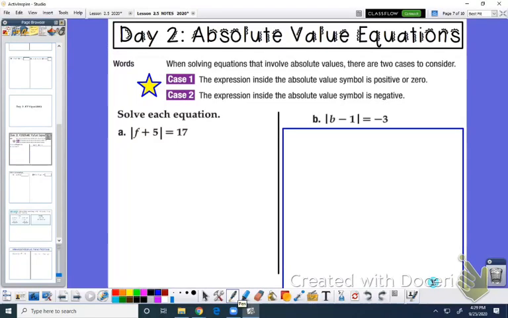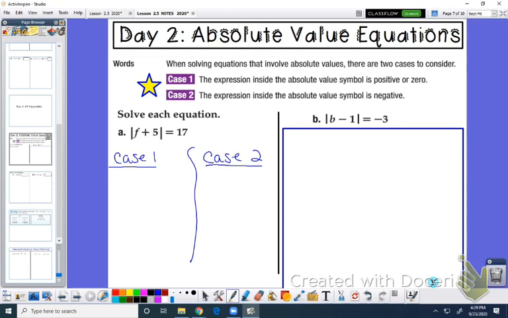Day 2, absolute value equations. So we are asked to solve each of these equations. So A, absolute value of f plus 5 equals 17. So we are going to do our two cases, case 1, case 2.